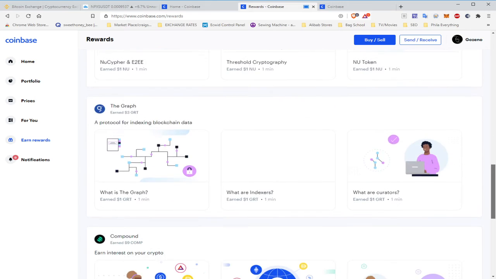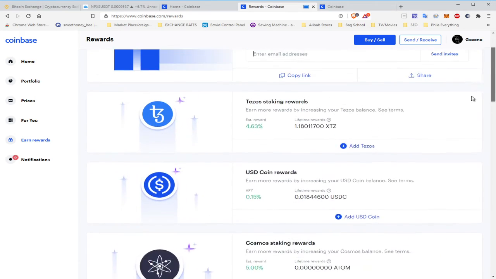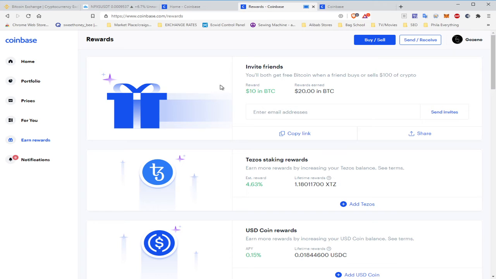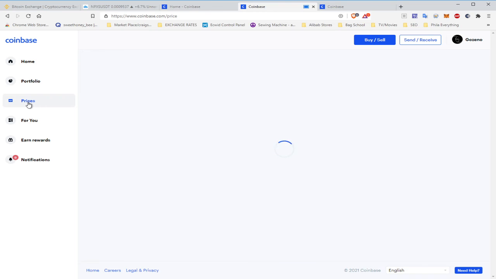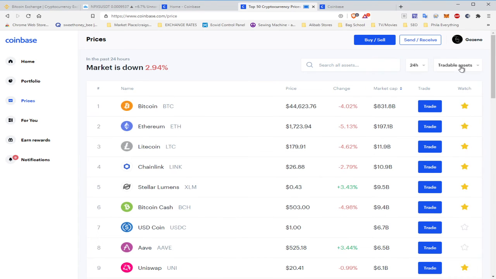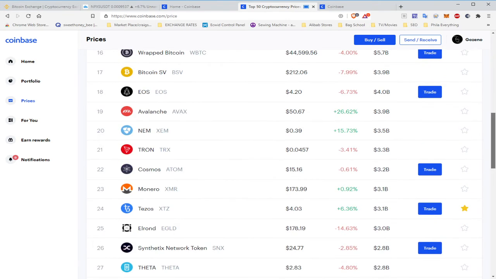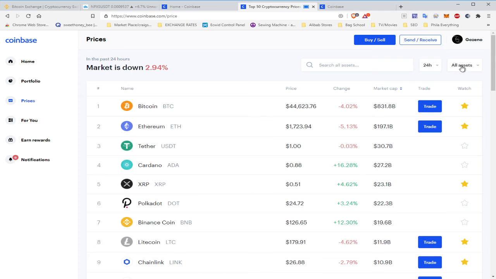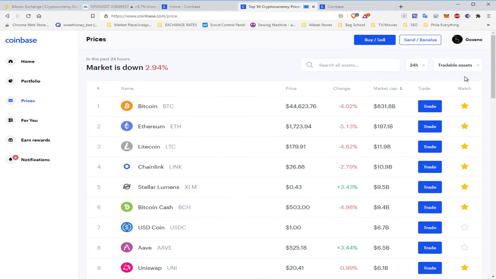So I think I've covered pretty much everything to get you going with Coinbase on how to buy and how to sell your portfolio. One last thing: you can see what assets Coinbase actually sells so you can know what to purchase. You click on prices. Once prices load up, make sure you're on tradable assets in this drop-down menu. By default, it's usually on all assets, which shows you everything in the crypto world. But just make sure it's on tradable assets. This means that these are things that Coinbase offers.